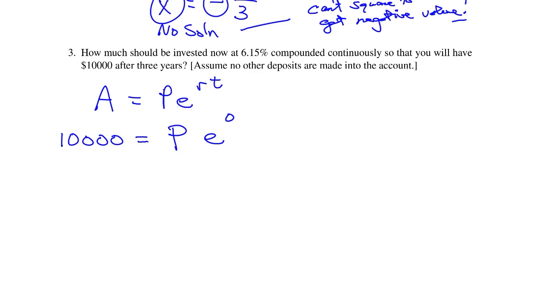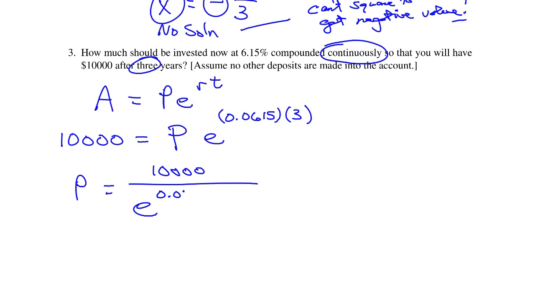e to the 0.0615, and we're going to go for 3 years. And by the way, we know that we want the PERT formula instead of the regular compound interest formula because of the continuously compounded interest keyword here. And so then P is equal to 10,000 divided by e to the 0.0615 times 3, and you work that out and you get $8,315.20.